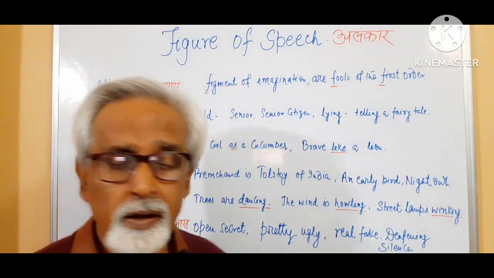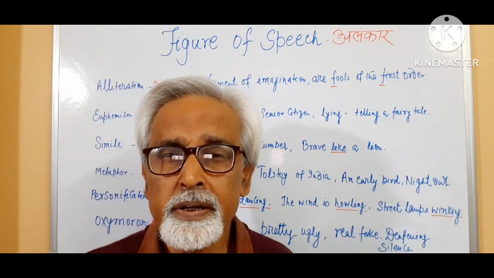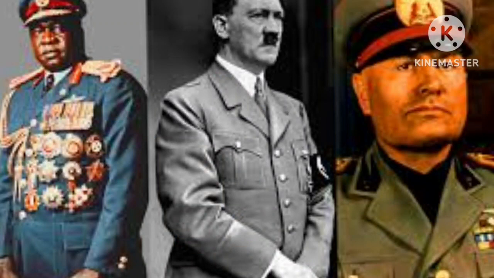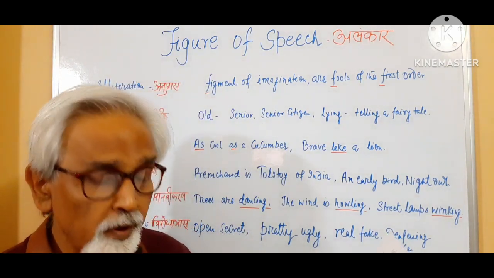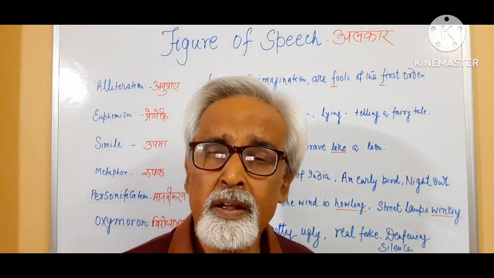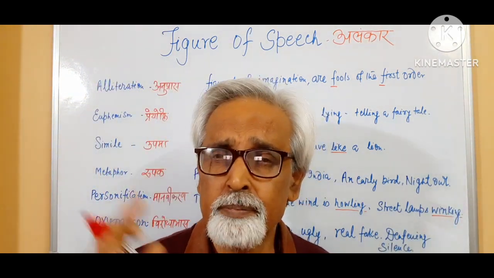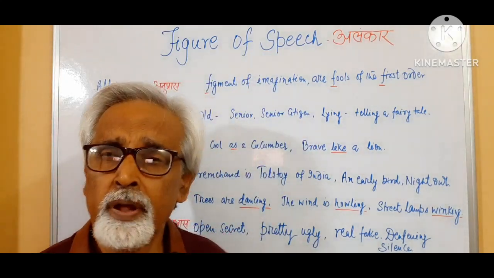Okay? Nobody would like to be called Hitler. Hitler means someone who is cruel. Okay? Someone who is intolerant. Someone who believes in ethnic cleansing. Okay? So nobody likes to be called Hitler. So Nadir, Hitler, Iron Lady. These are all examples of metaphor.